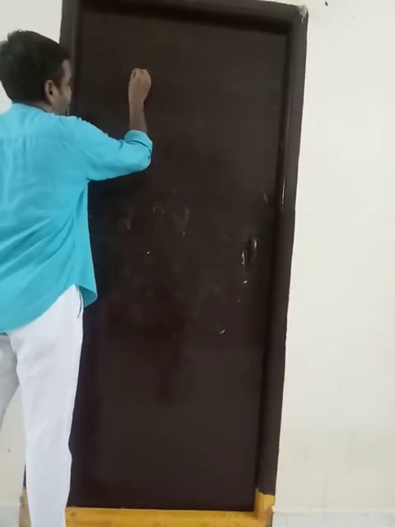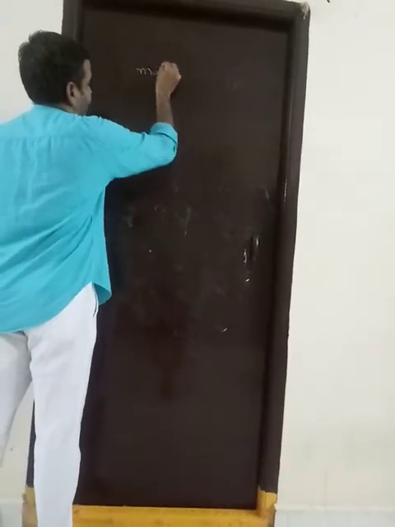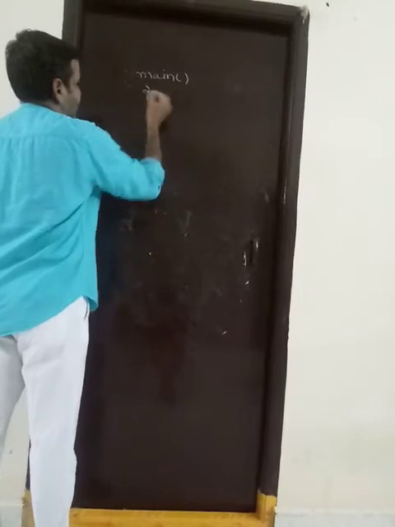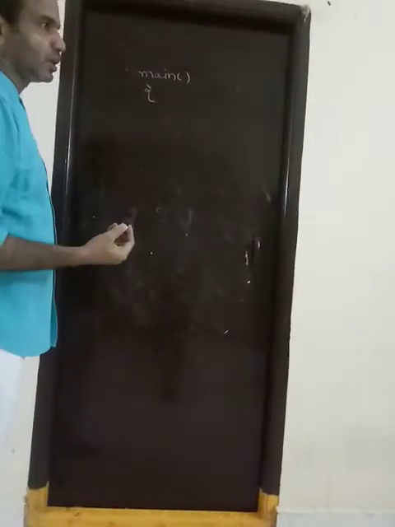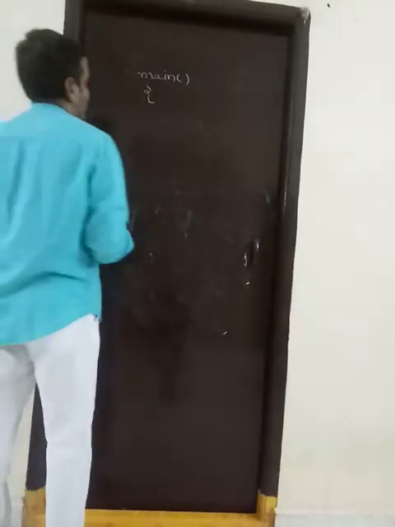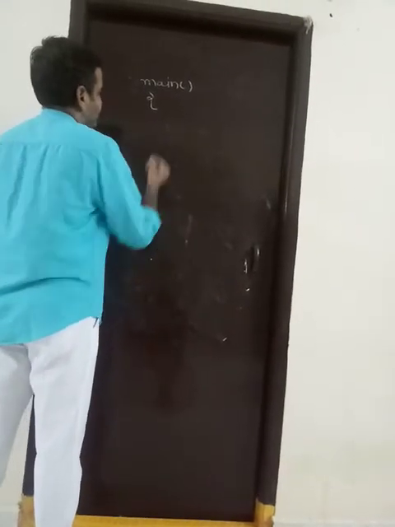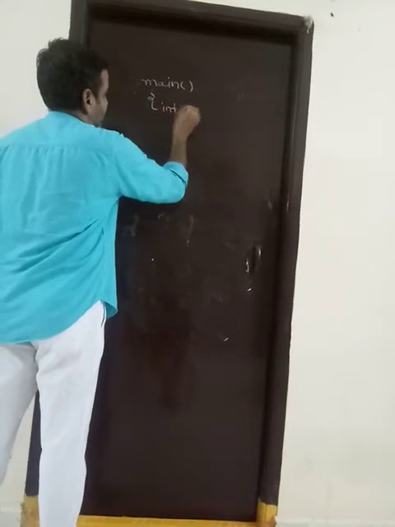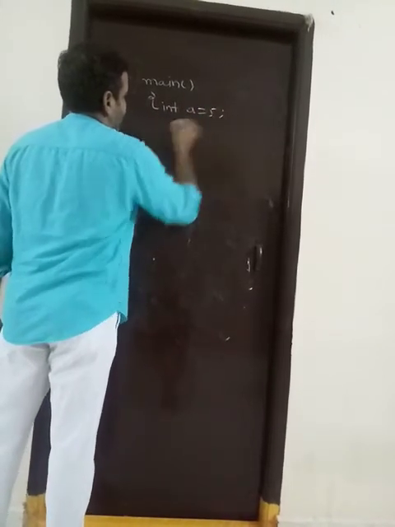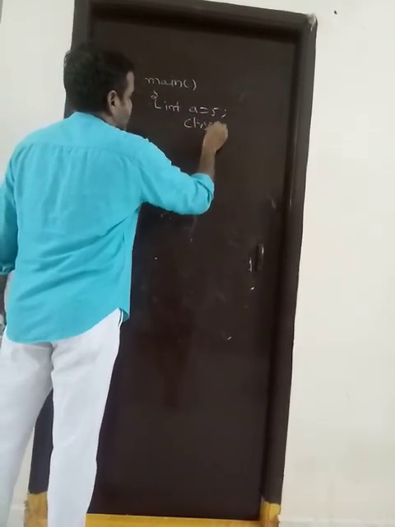So first one, I am writing one program, main. This is function without argument with return. Just before that I am taking one example. Integer a is equal to 5, then CLR is here.